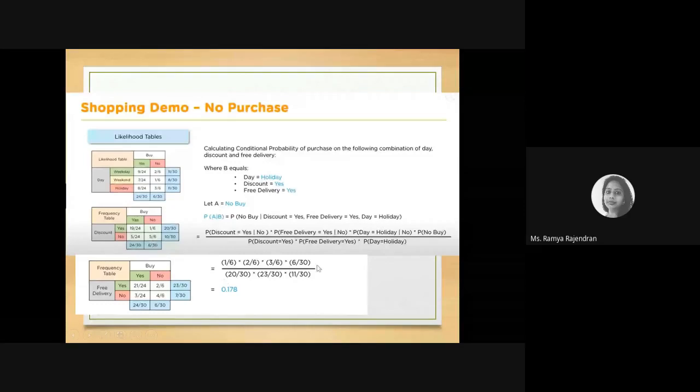when there is a complete discount available, it is 20 over 30. When there is complete free delivery available, it is 23 over 30, and in the days of holiday, it is 11 over 30. So when you compute this, you get an answer of 0.178. So we have calculated the occurrence of the person not buying a computer when all three things are available.